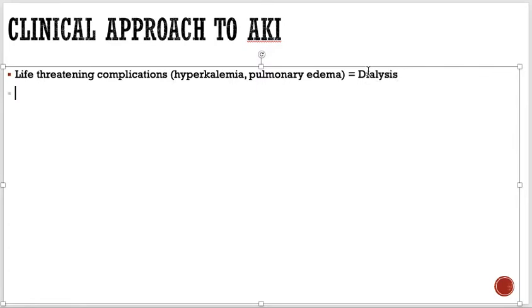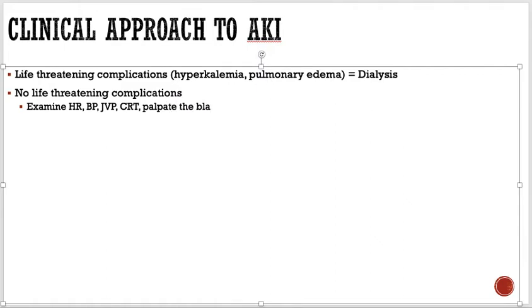Because if you do not do dialysis, the patients are going to die. If there are no life-threatening complications, then we can go on to the other side of management. What are the different steps? Examine the patient. What to examine: heart rate, blood pressure, JVP, capillary refilling time, and palpate the bladder.